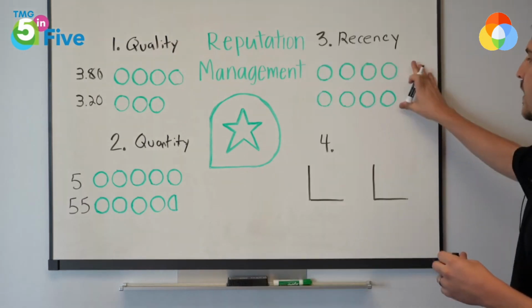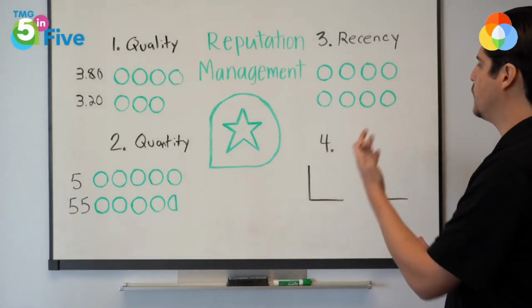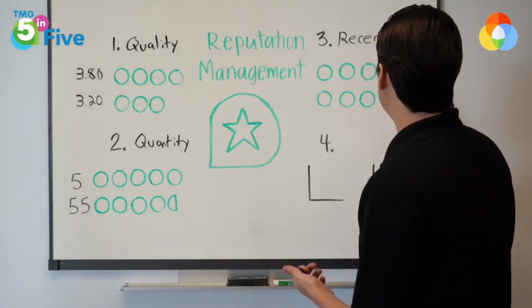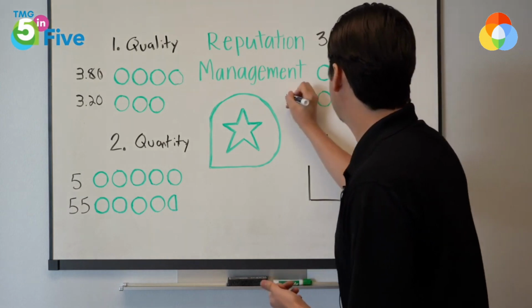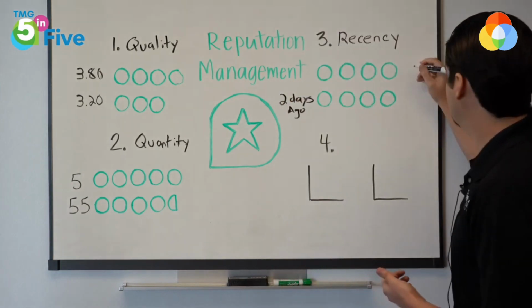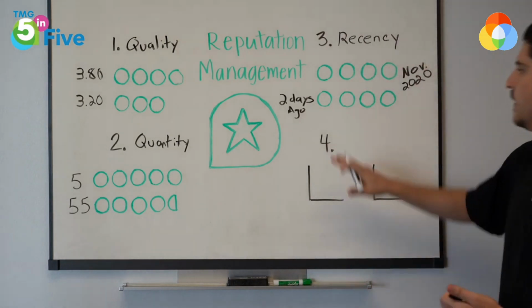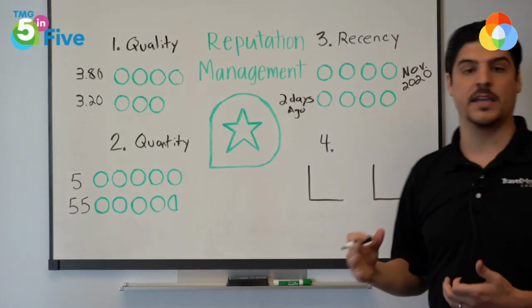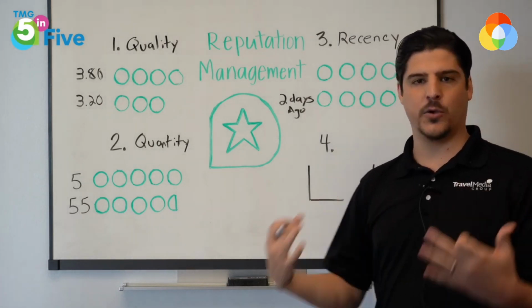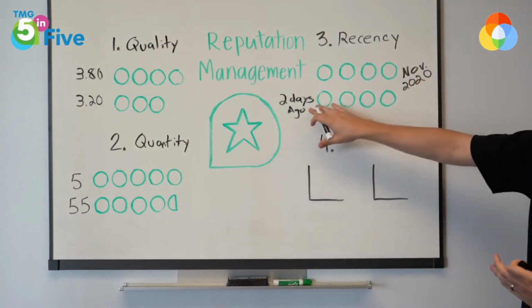Let's move on to the third factor, recency of reviews. So we've got right here 2 reviews of the same caliber, 4 stars for each. Yet if I add dates in here, and this review was left only 2 days ago, while this review was left in November of 2020, this hotel might be ranking higher because it gives a more accurate representation of how the hotel is closer to today.